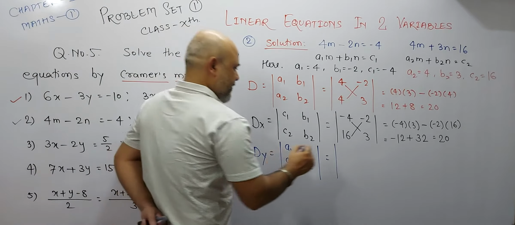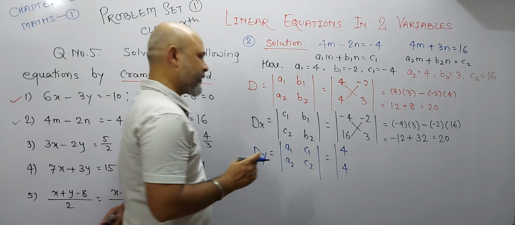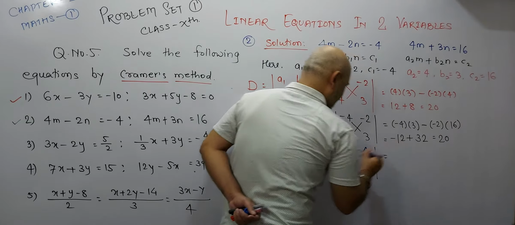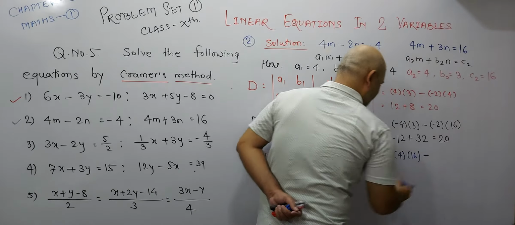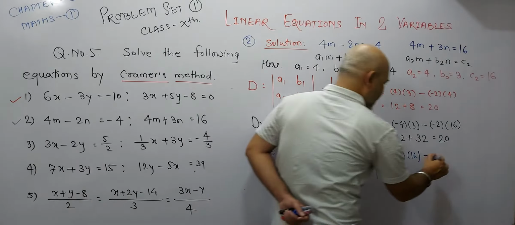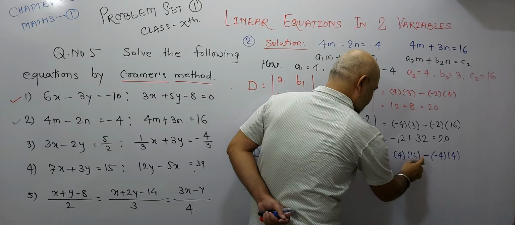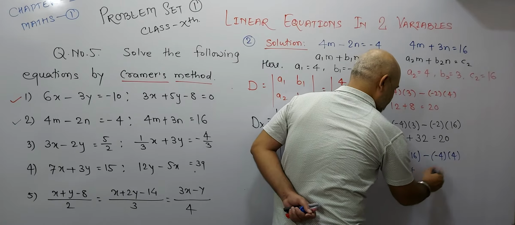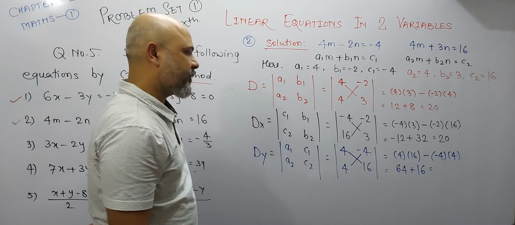The value of a1 and a2 is 4. c1 and c2: c1 is -4 and c2 is 16. Now cross multiply. 4 multiplied by 16. Then you have a minus sign. -4 multiplied by 4. What will you get? 16 4s are 64. Minus plus, 4 4s are 16. So this will be 64 plus 16.